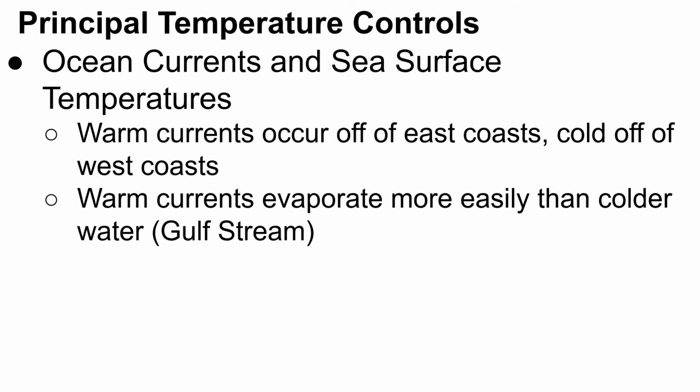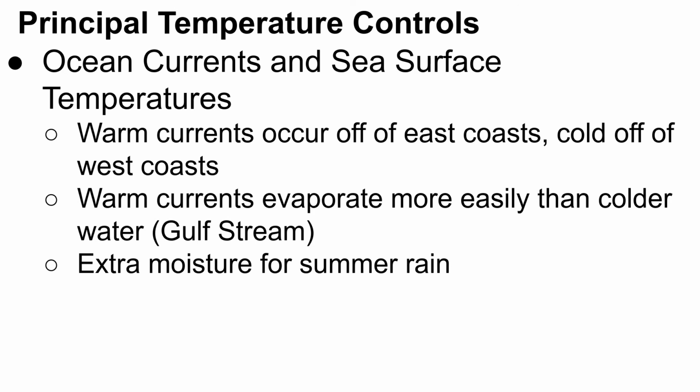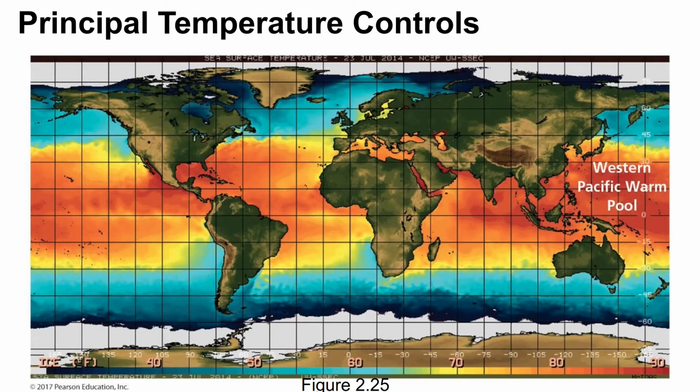They get lots of rain in the summer. We don't get any rain in the summer for the most part because we have a cold current. The Gulf Stream is a warm current, so they get extra moisture for summer rain. Here is average sea surface temperature on the 23rd of July in 2014.